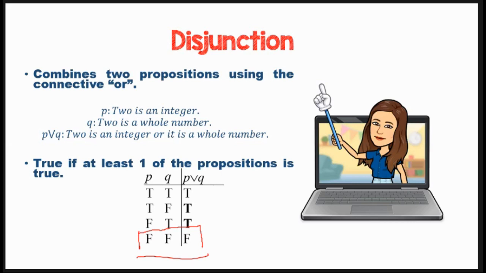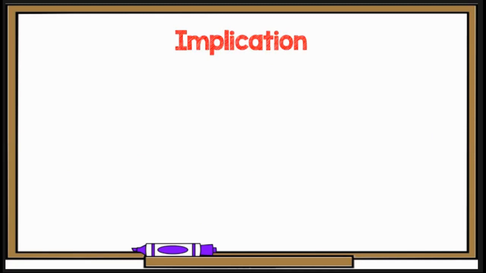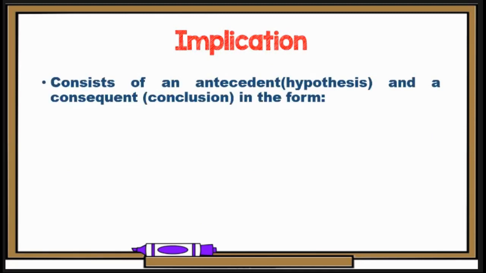All right. Let's go to implication. It consists of an antecedent, also called hypothesis, and a consequent, also called the conclusion. It is in the form P arrow papunta sa Q. Hindi mo yan pwede baliktarin. Halimbawa, sasabihin mo Q implies P, hindi mo yan pwede isulat na nakabaligtad yung arrow.